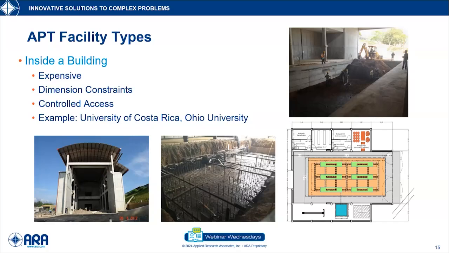In some instances, these buildings are constrained in dimensions, so that will prevent the use of either real construction equipment or real construction practices. So let's keep that in mind when this type of facility is selected. Some examples are University of Costa Rica, Ohio University, and others.